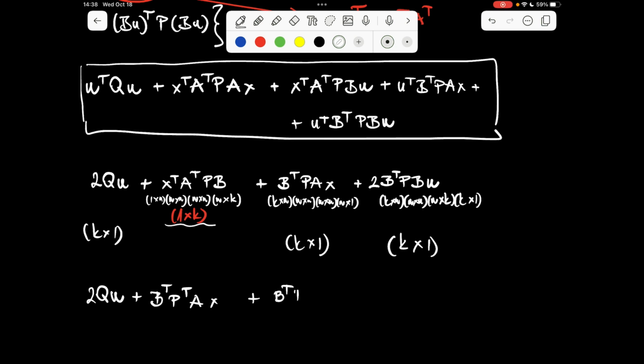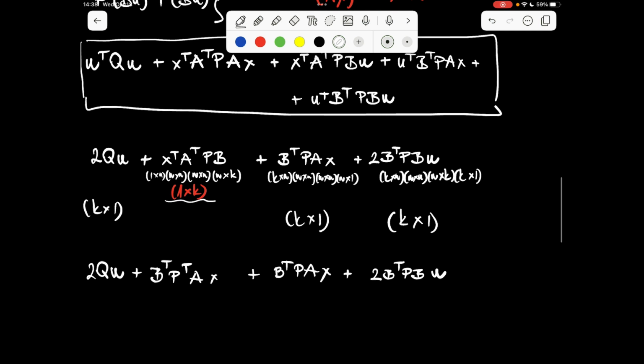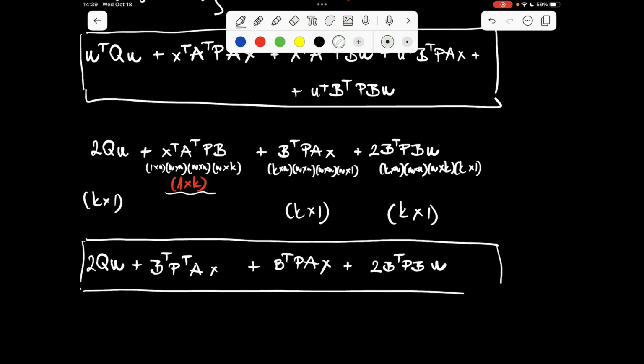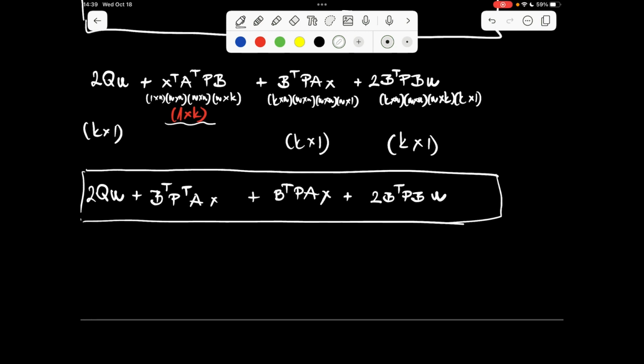This is fine. And this is also fine. So I think it's the final form. Yes. I think it's alright. B'PBu. Okay, so this is what we have finally, which can be simplified.